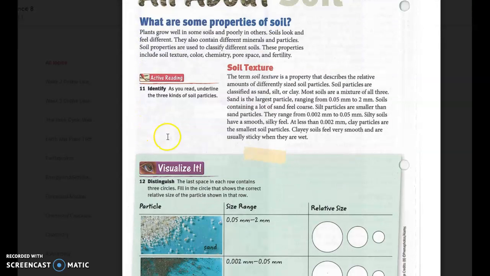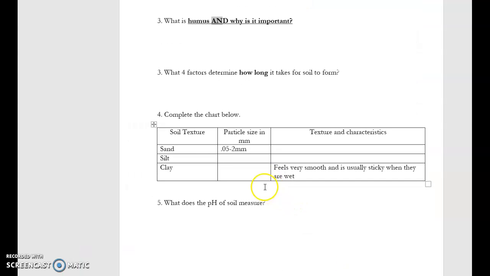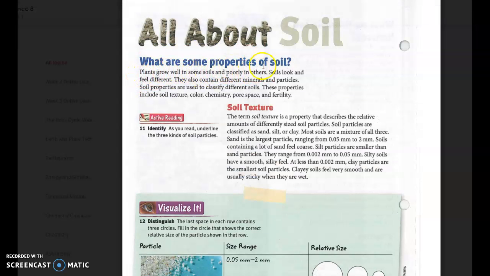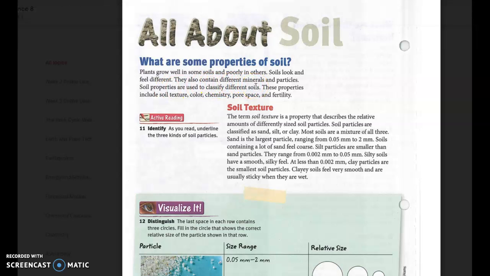So here we get into properties of soil, and this is what we're going to use to fill out our chart. We have texture, 3 different types of soil and their particles. They range in size and they have different qualities about them. Plants grow well in some soils and poorly in others. Soils look and feel different. They also contain different minerals and particles. Soil properties are used to classify different soils. These properties include soil texture, color, chemistry, pore space, and fertility.